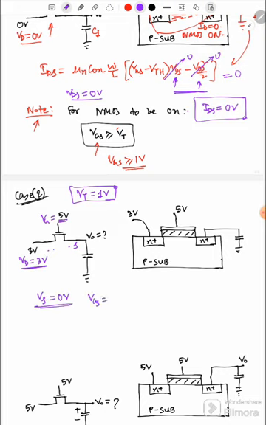So what is VGS here? VGS equals VG minus VS, which is 5 minus 0, equal to 5 volt. So it is greater than the threshold voltage, which is 1 volt. That means the NMOS is on.